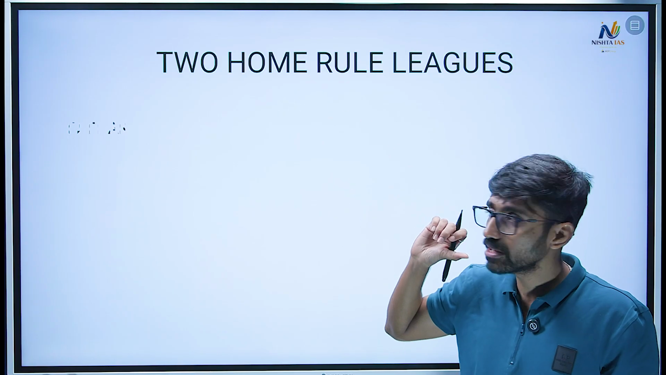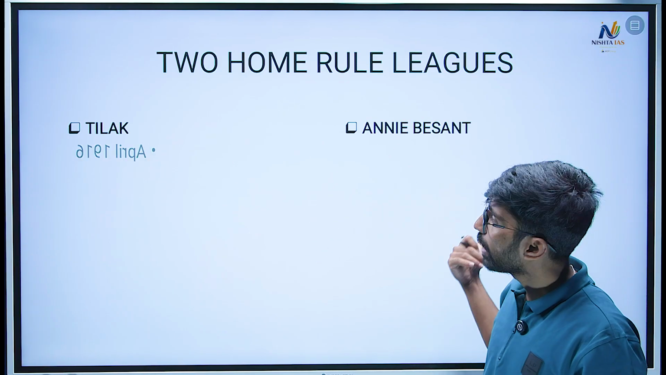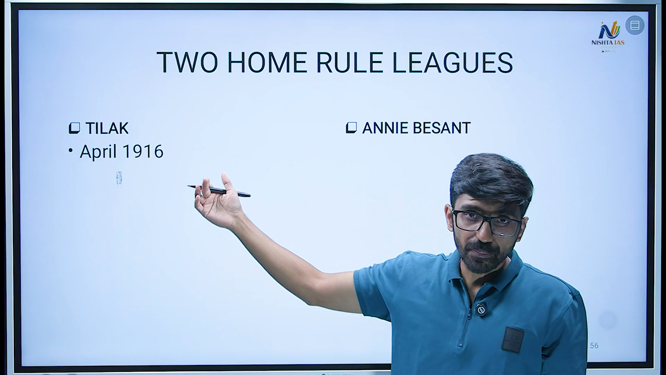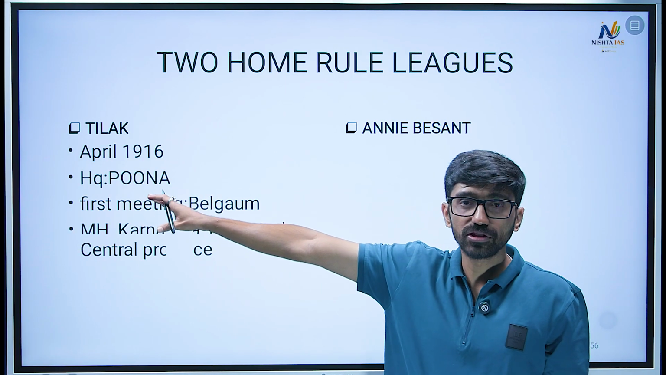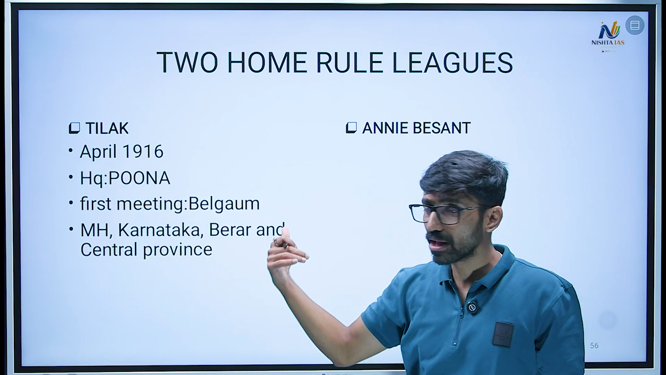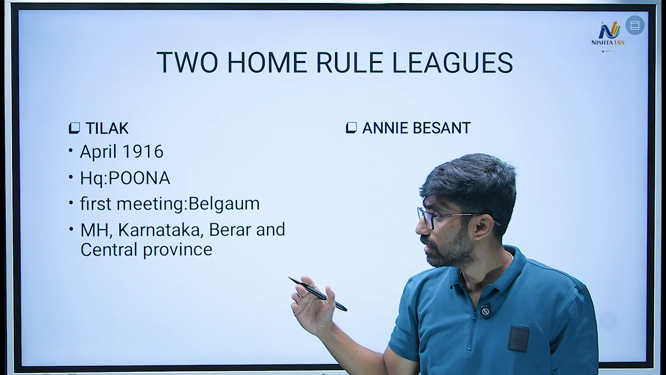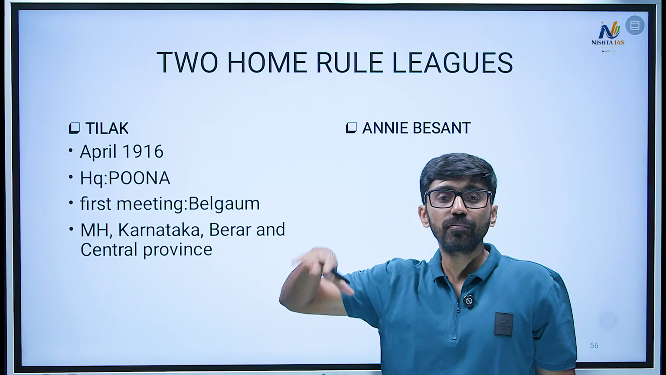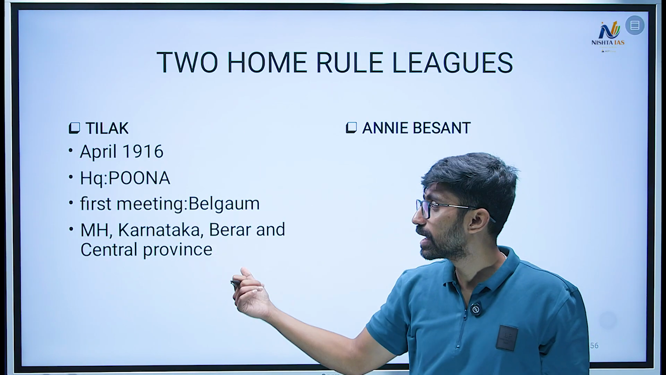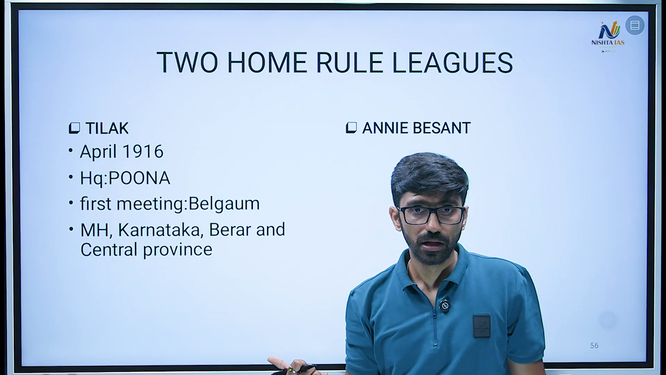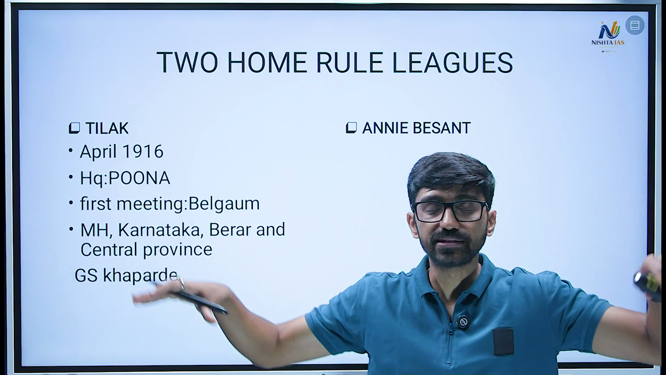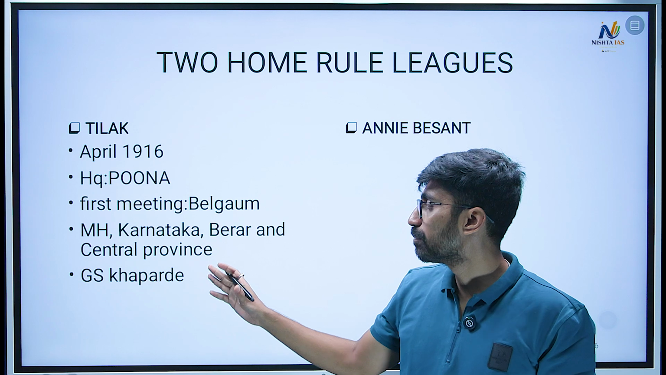Now two Home Rule Leagues were there. One was led by Tilak, the other by Annie Besant. Tilak started in April 1916. The headquarters was Pune, and the first meeting was held in Belgaum. Belgaum is in Karnataka; today it is called Belagavi. Tilak's Home Rule movement focused on Maharashtra, Karnataka, Berar as well as the Central Provinces. That is where he organized his mass movement with the help of G.S. Khaparde.